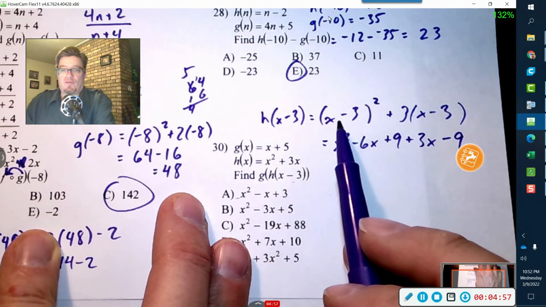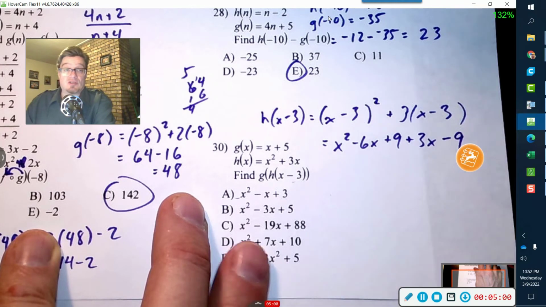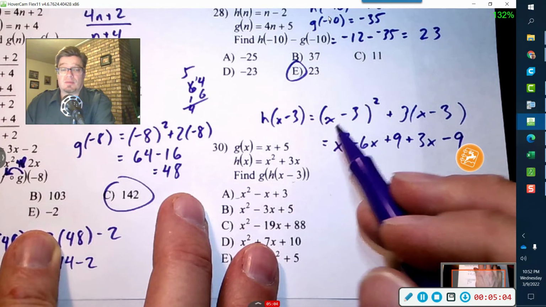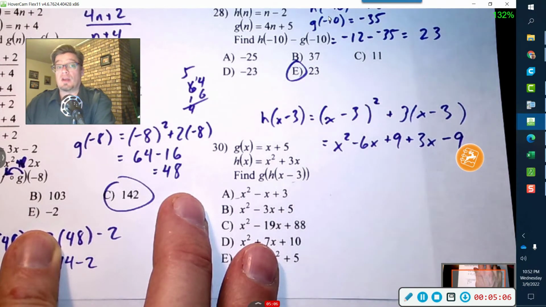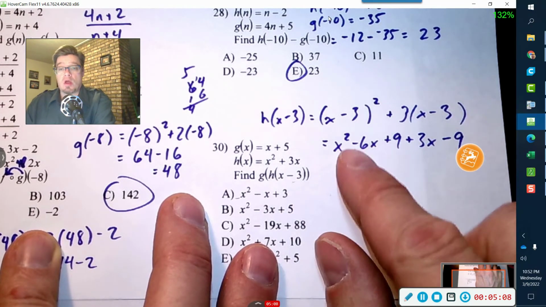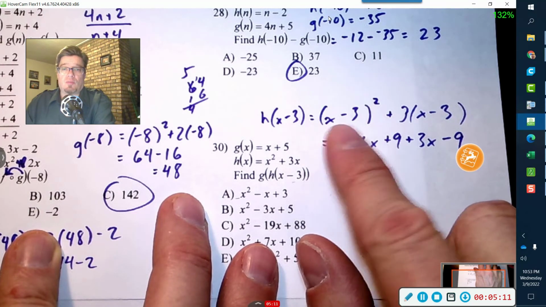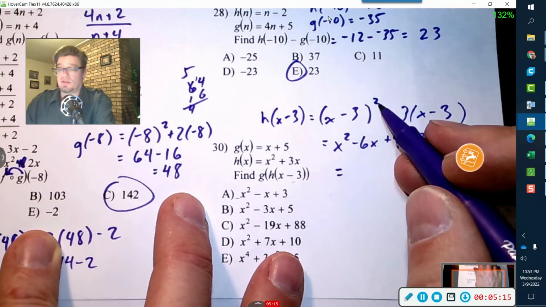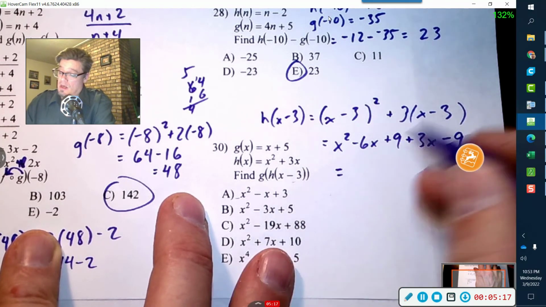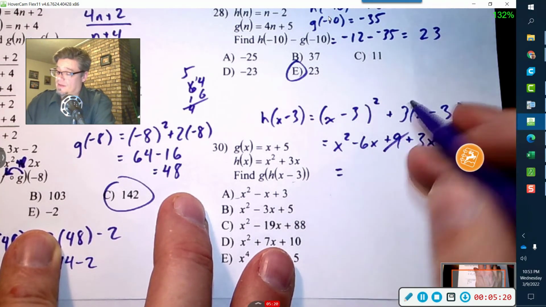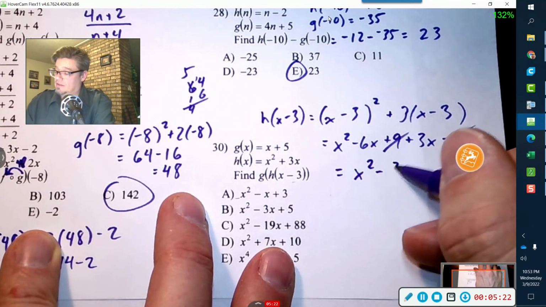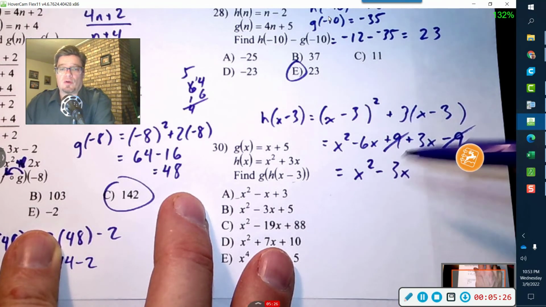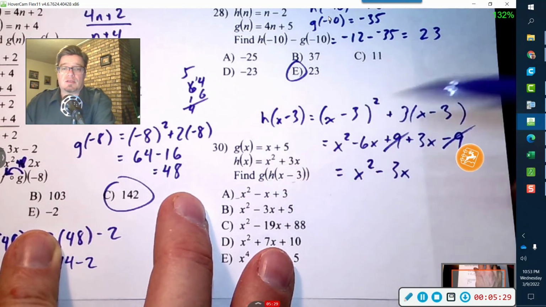Now, I foiled that in my head because I've been doing this a while, and I know that negative 3x is going to be one of my terms, and then I'm going to get another one when I FOIL it. So I pretty much double what you see here. That's always going to be my middle term when I'm squaring a binomial. Alright, looks like the 9's cancel out, and this becomes x squared minus 3x once I combine these two terms. Okay, so this is my output, and that is what's going into the g function.